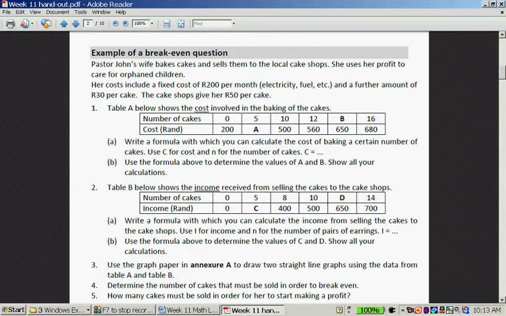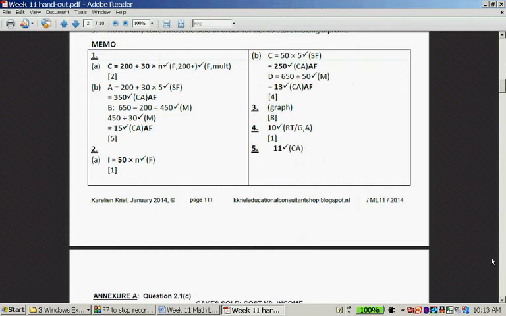So write a formula with which you can calculate the cost of baking a certain number of cakes. C for the cost and N for the number of cakes. So cost is equal to 200 plus 30 times the number of cakes. Okay, C is equal to 200 plus 30 times N. So you'll get a mark for writing 200 plus, and you'll get a mark for multiplying.